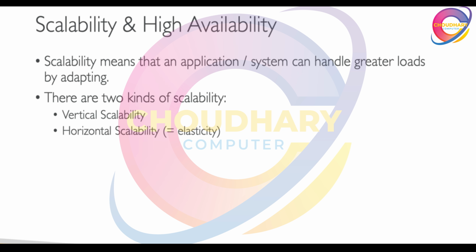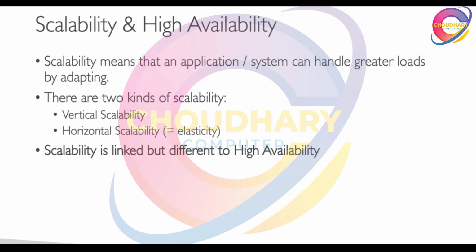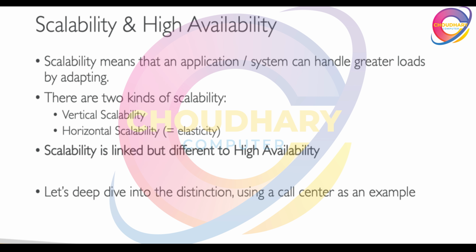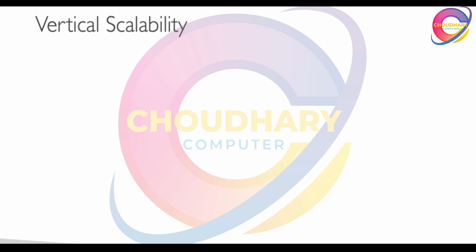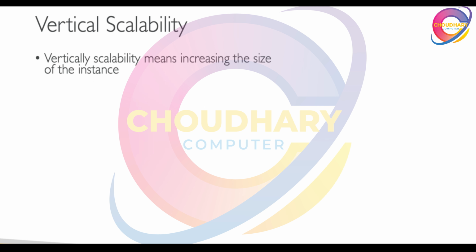And so scalability is different from high availability. They're linked, but different. So what I want to do is deep dive into all this distinction, and we'll use a call center as a fun example to really put into practice how things work. So let's talk about vertical scalability. Vertical scalability, that means that you need to increase the size of your instance.